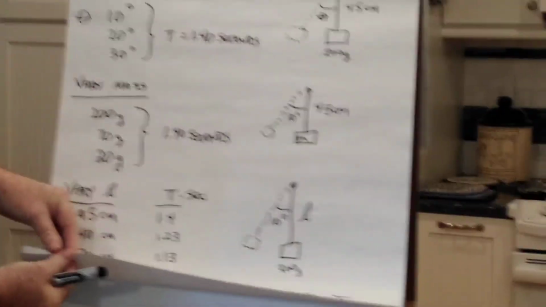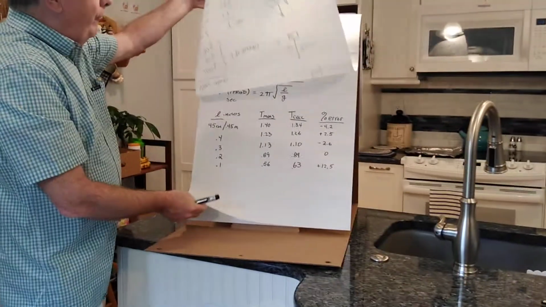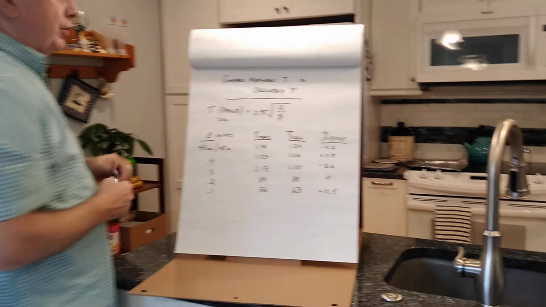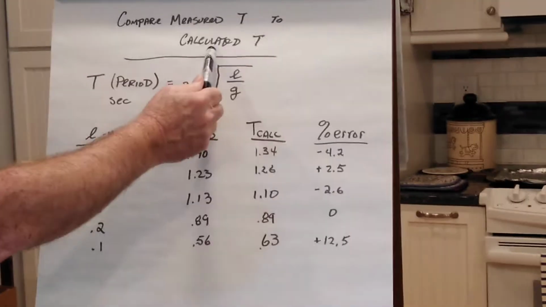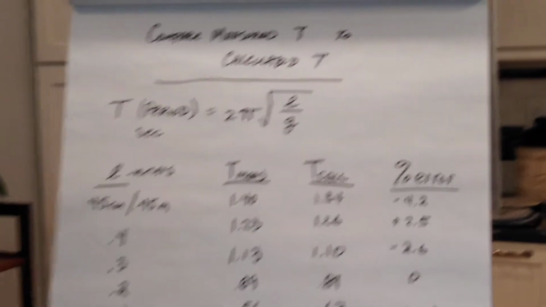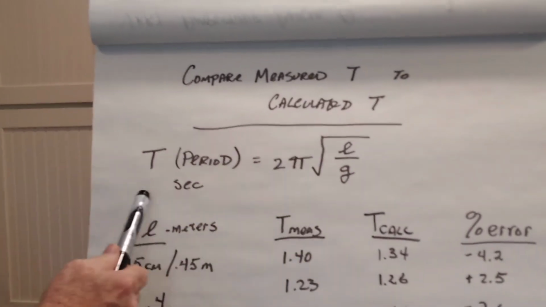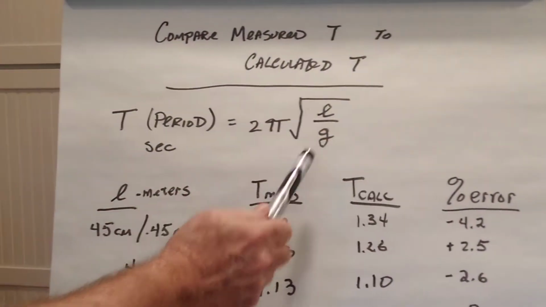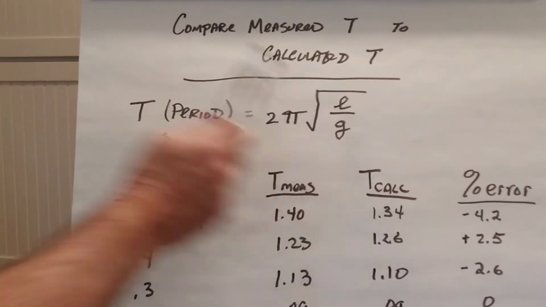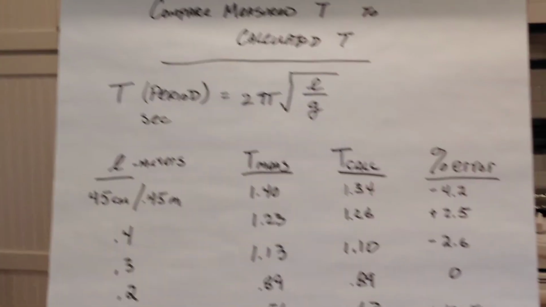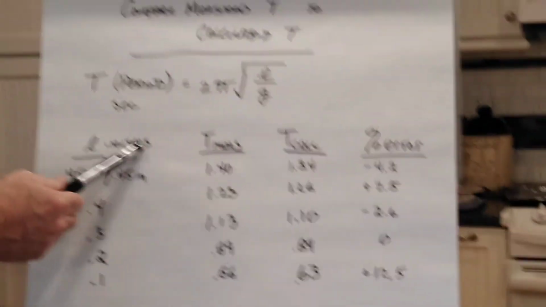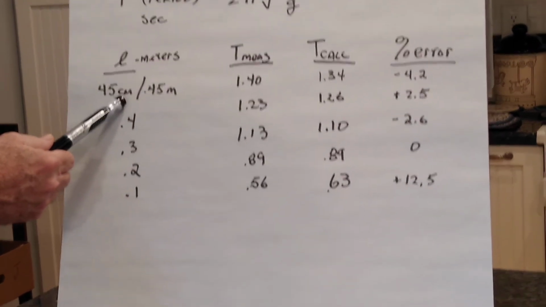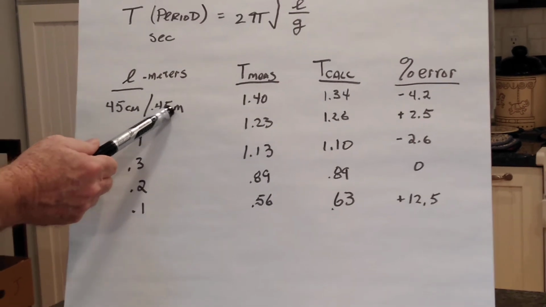Finally, we compared our measured T, which we just talked about, to our calculated T. The formula for period in seconds: period equals 2 pi times the square root of the arm length over gravity. So our arm length in meters, now remember we originally said 45 centimeters. 45 centimeters is 0.45 meters.